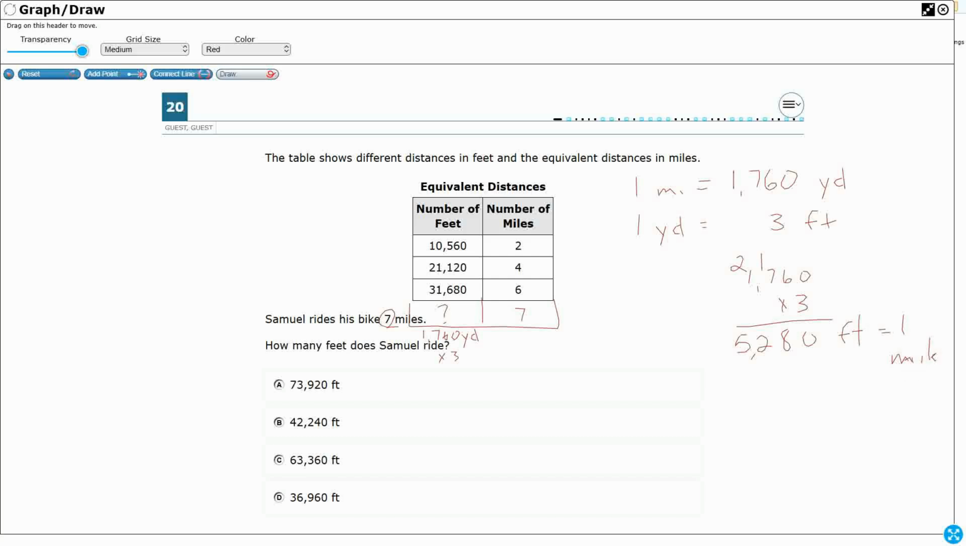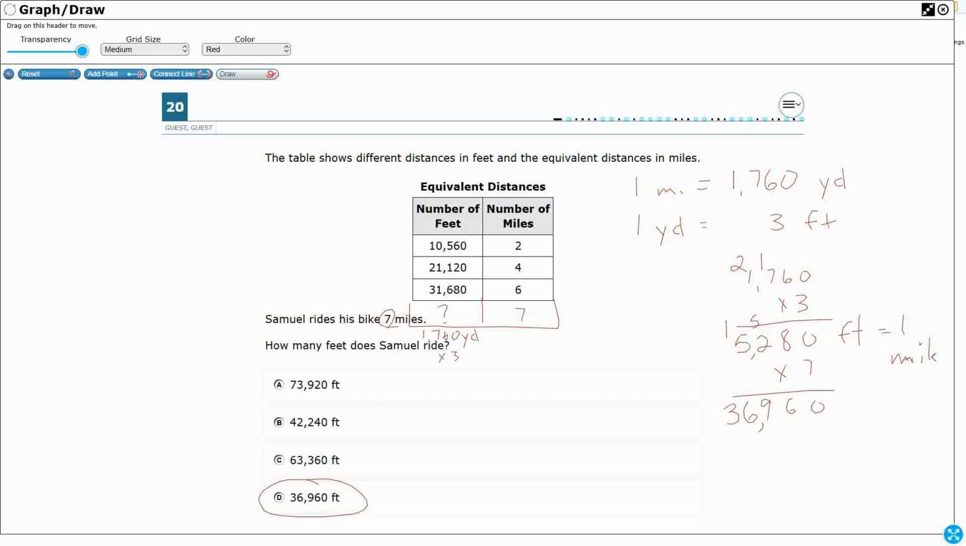All right? And so now we know how many feet are in 1 mile. Let's figure out how many feet are in 7 miles. So let's just multiply this by 7, because we're looking for Samuel, who rode his bike 7 miles. That's 7 times 2 is 14, add the 5 is 19, and so 36,960. I'm thinking it's this.